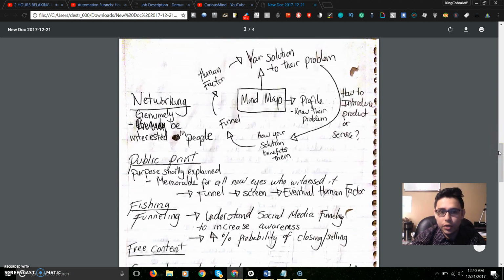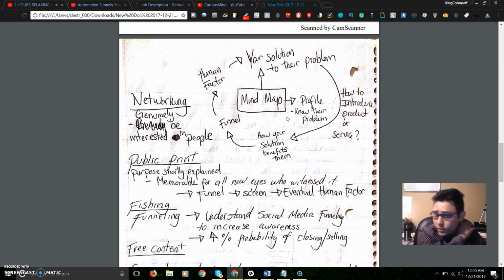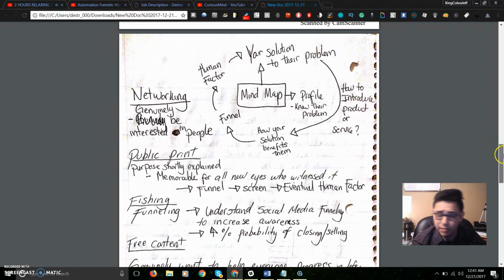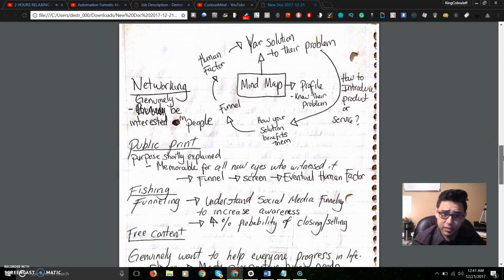So networking, be genuinely interested in people, extremely important when you talk to people. You have to think about the people that you're meeting. What is their problem, and how is it that your real estate knowledge could potentially benefit them? So you want to introduce the idea or service that you have, how your solution benefits them, and funnel the potential prospects of who they are. Whenever you're communicating with them, they become a potential prospect.